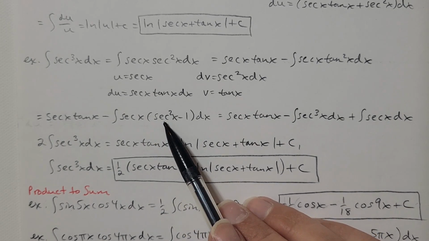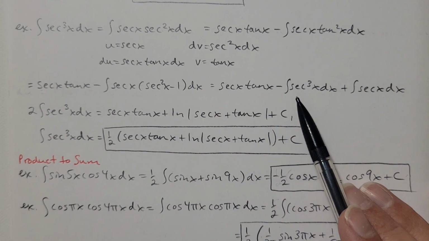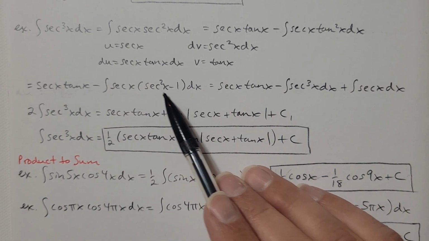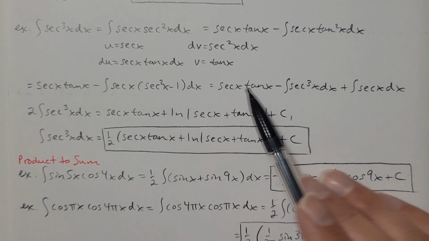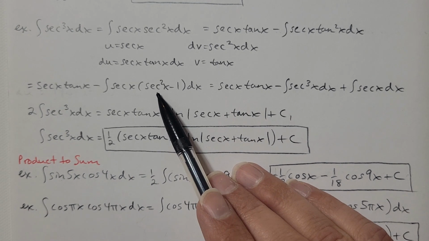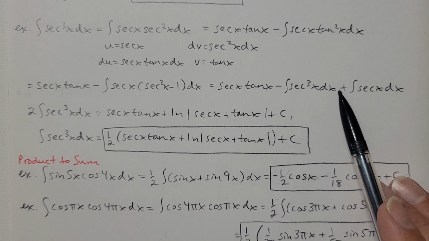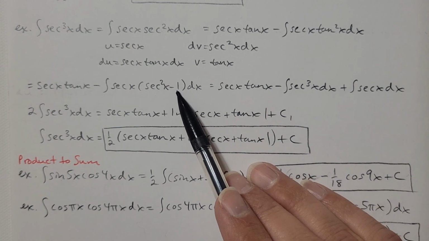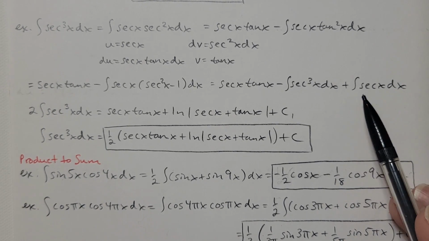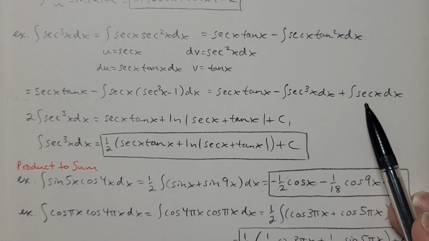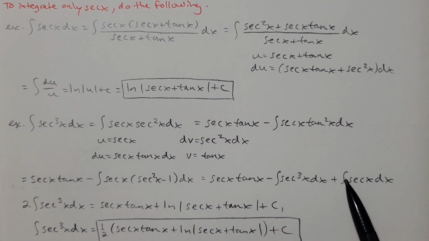And let me distribute the secant x into these two terms. So here's the next line. Also, I can split up the integral into two integrals. So I have the integral of secant cubed x dx, and then plus, because minus a negative is plus, the antiderivative of secant x dx. Now I know the antiderivative of secant x dx, right? We just did that over here. So that's that guy.